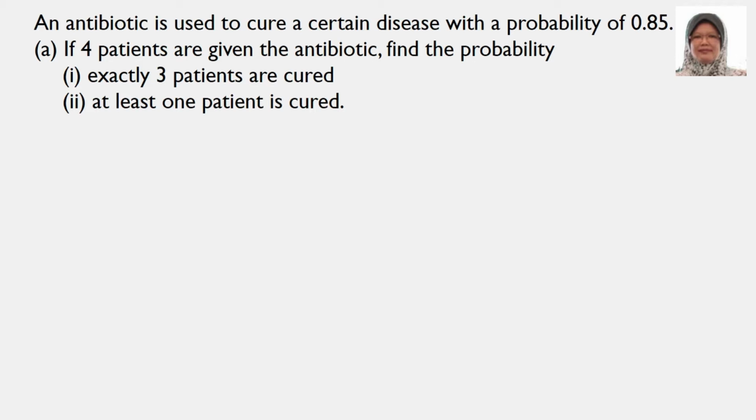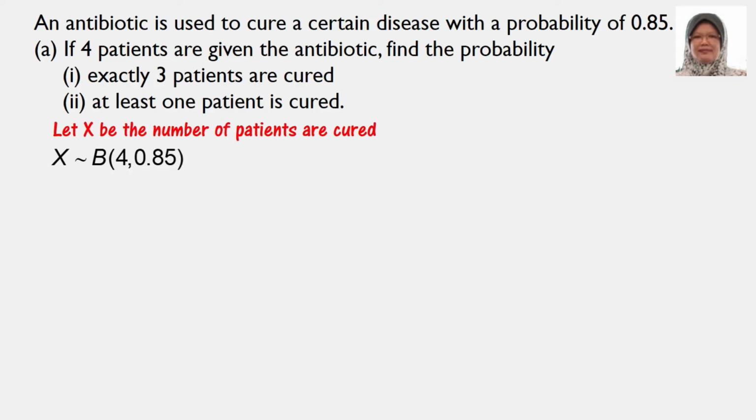From this question, we can describe what is X. Let X be the number of patients who are cured. So X has a binomial distribution with n equal to 4, p equal to 0.85. Find the probability exactly 3 patients are cured. We can write this as P(X = 3).